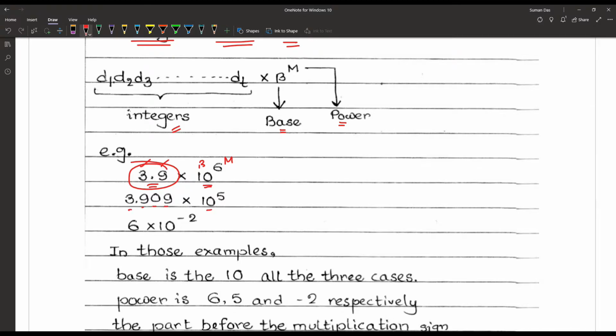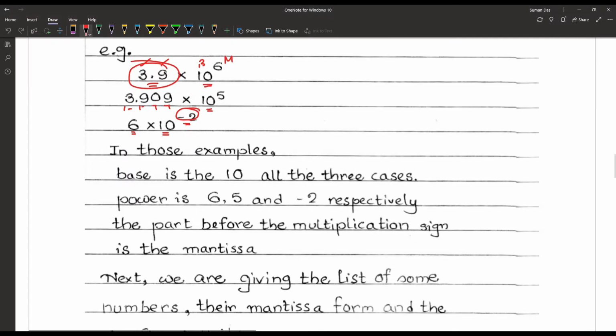3.909 into 10 to the power 5. Base is 10, power is 5, and 3909, those are the integer numbers. 6 into 10 to the power minus 2. That means here the power is negative. In those examples, base is 10 in all three cases. Power is 6, 5 and minus 2 respectively.